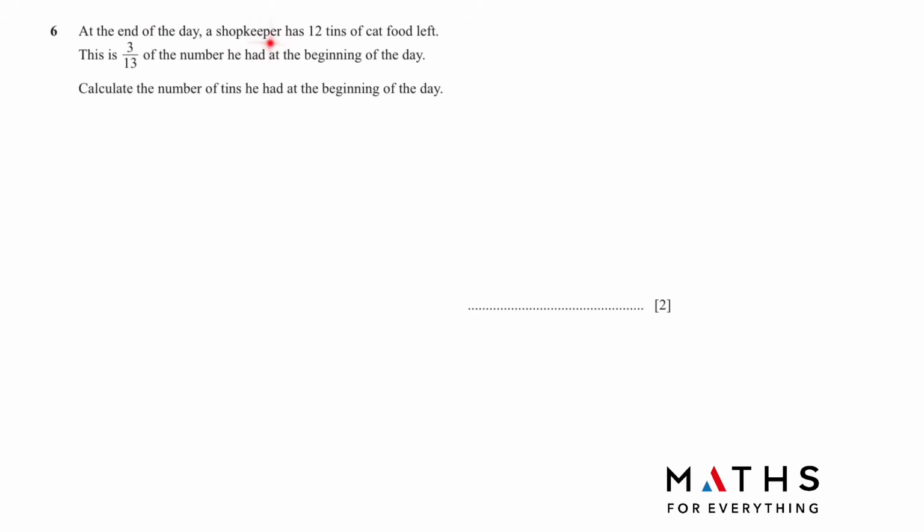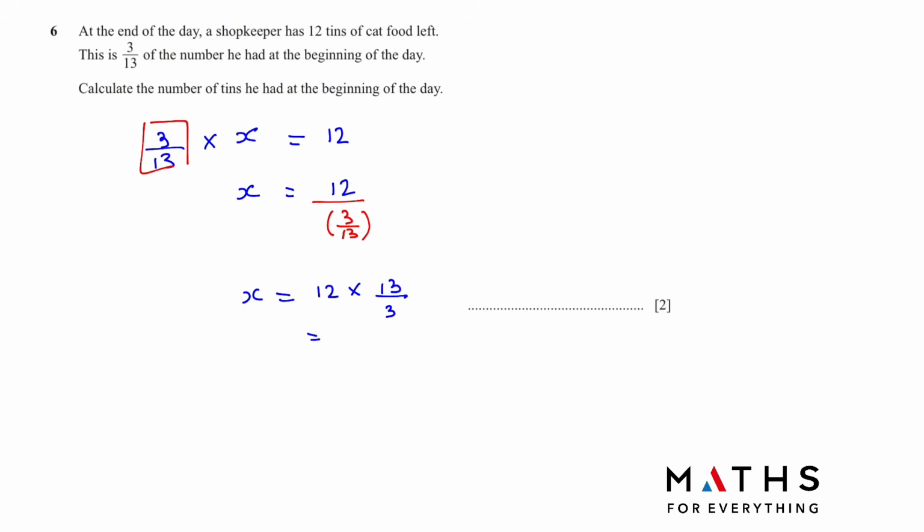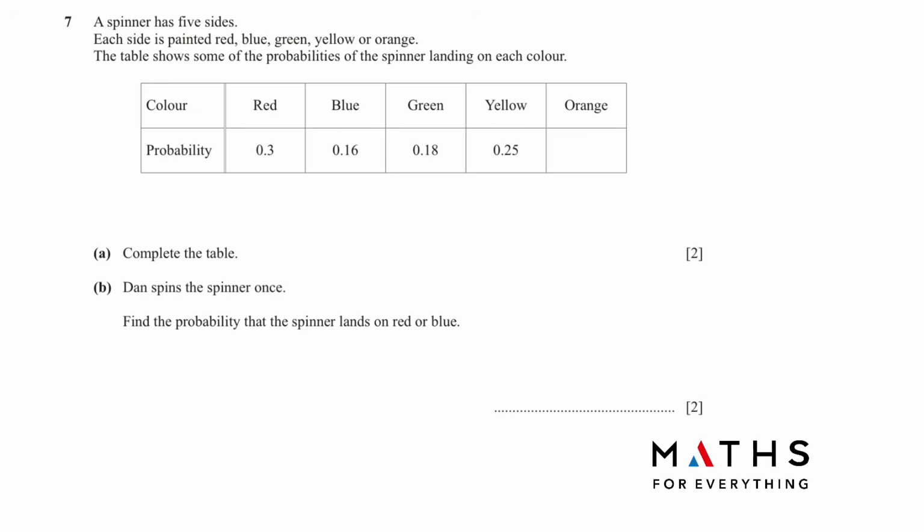At the end of the day, a shopkeeper has 12 tins of cat food left. This is 3/13 of the number he had at the beginning of the day. Calculate the number of tins he had at the beginning of the day. 3/13 of the number of tins, let that be x, is equal to 12. To find x, shift this to the other side. Either you can write 12 divided by 3/13, or you can write x is equal to 12 multiplied by 13/3. We flip it. This will give us 52.